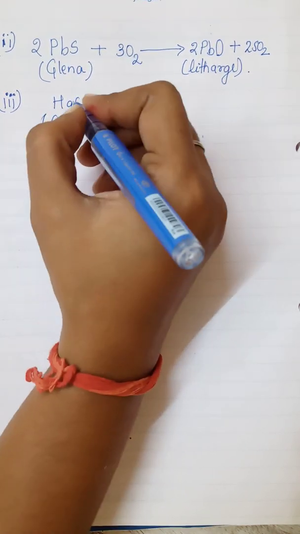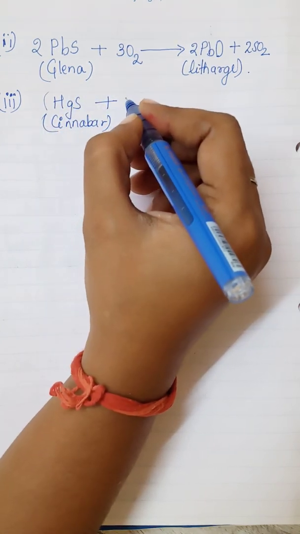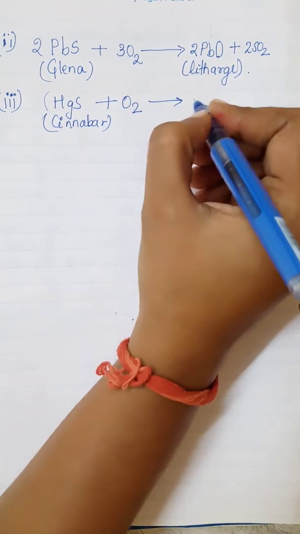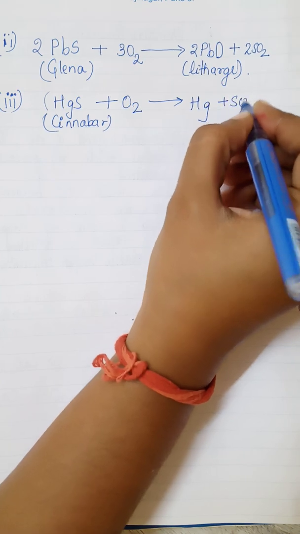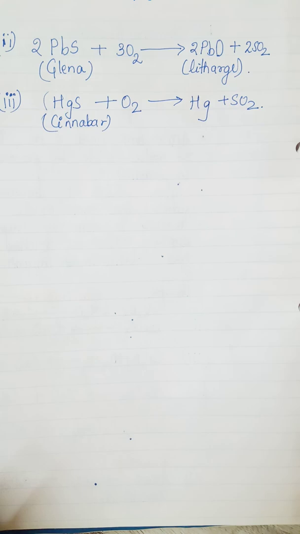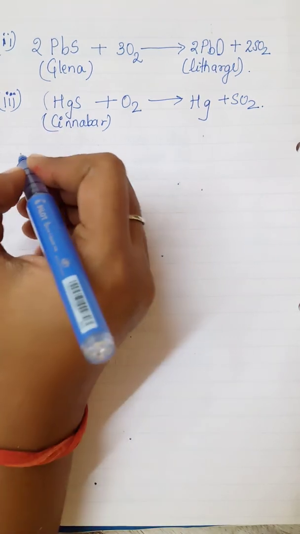Now this also contains no oxygen in it, so we'll be adding oxygen to it. So by adding oxygen we will get mercury directly and sulfur dioxide will be removed. Clear? Then also we have iron pyrite. Okay, so iron pyrite is nothing but FeS2.